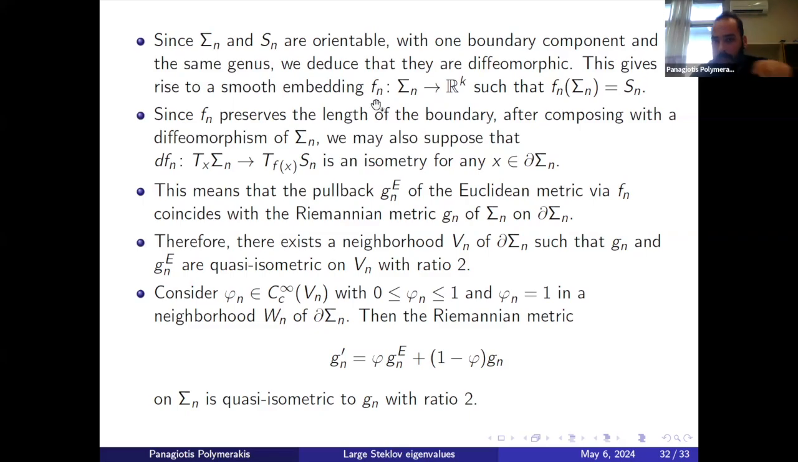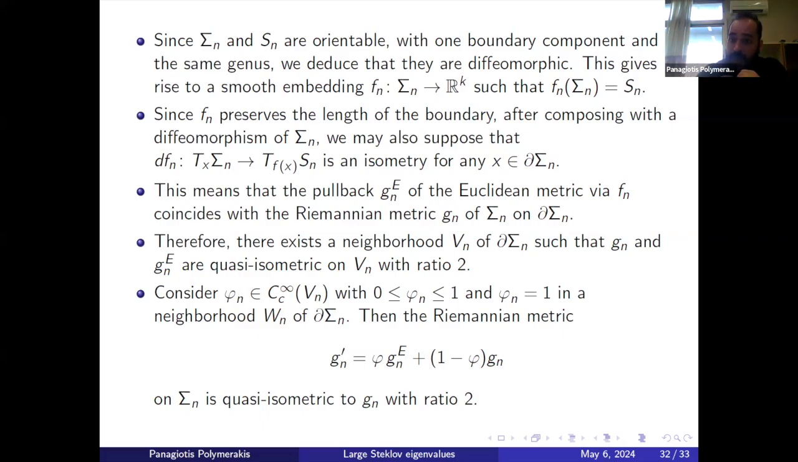This means that the Riemannian metric of sigma n and the induced Riemannian metric from the Euclidean space via Fn actually coincide on the boundary. So there is a neighborhood of the boundary where these two metrics are not that different, in the sense that they're quasi-isometric with some fixed ratio.